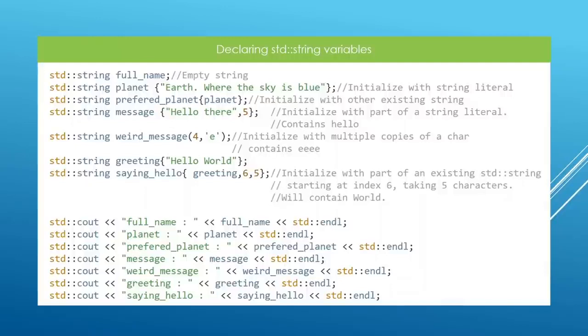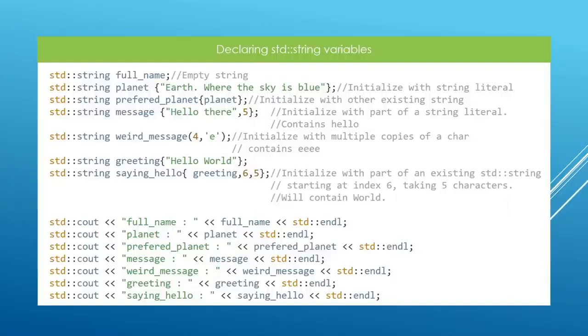We can also initialize a string with part of another existing string. So for example, here we have saying hello, and it is initialized with part of what we have in greeting here. So we're going to start at index 6, which is going to be 0, 1, 2, 3, 4, 5, 6, on the W here, and we're going to grab 5 characters. So 1, 2, 3, 4, 5, and that's what we're going to use to initialize this saying hello here. And if we print it out, we're going to see that this is going to be exactly the case.